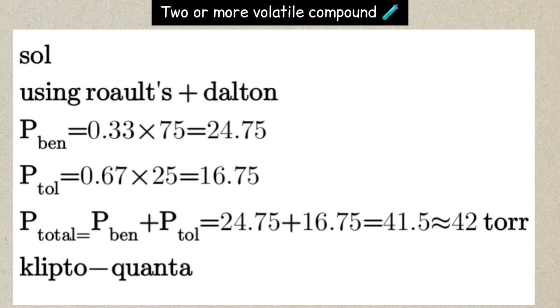From there we know that the partial pressure of benzene would be equal to the mole fraction of benzene times the pure vapor pressure of benzene. The same thing goes for toluene also. From there, as you can see, our answer for the total pressure will be equal to the addition of both of their partial pressures, which will give us this.